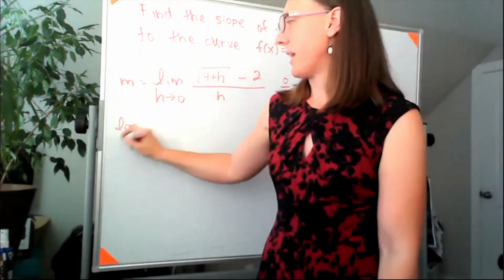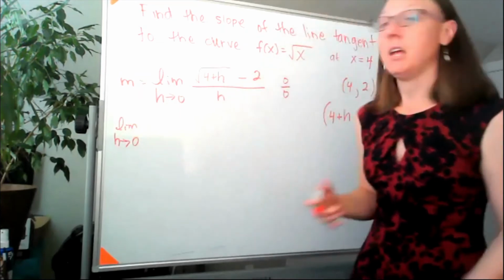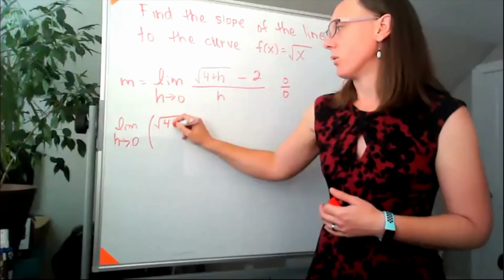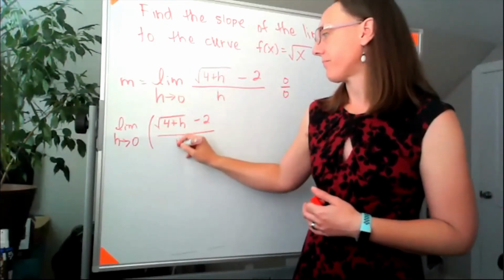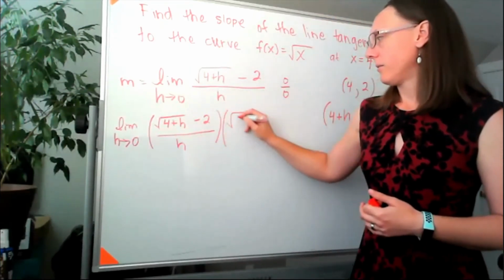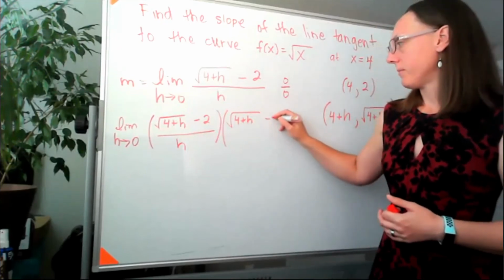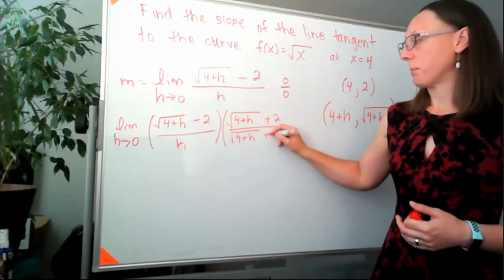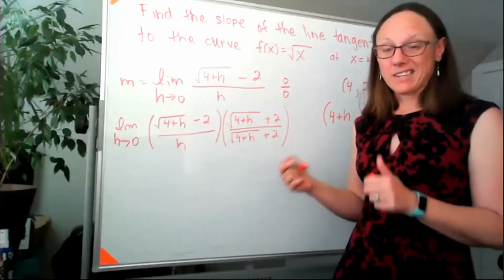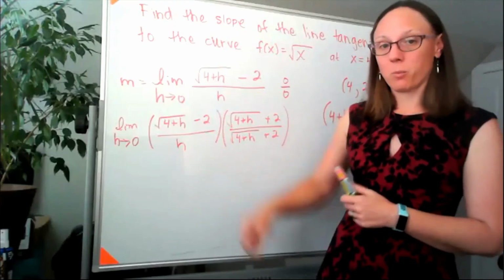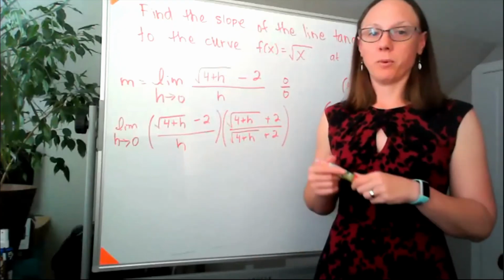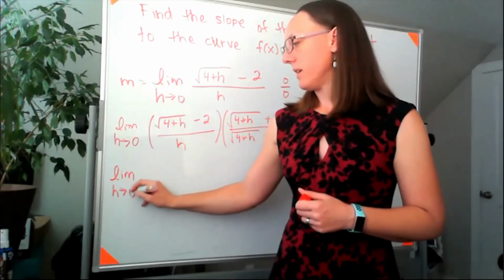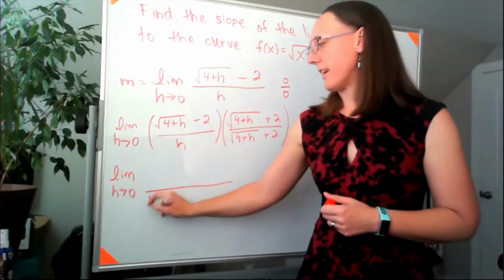0 over 0 means go do some algebra. So I'm looking at the limit as h approaches 0. Because we've got a square root, I know that the algebra we want to do this time is to multiply by the conjugate. So I'll have a plus 2, and the square root of 4 plus h plus 2. In the denominator, that's the h that I'm hoping is going to cancel out. I don't want to multiply the denominator out. I want to leave it alone so that we can get that h to cancel.